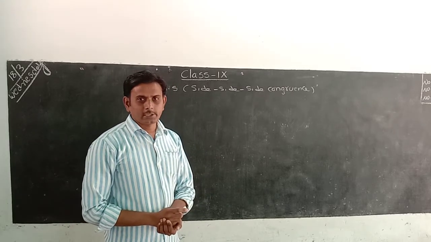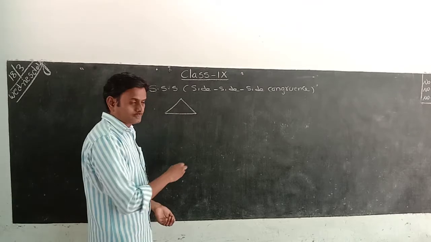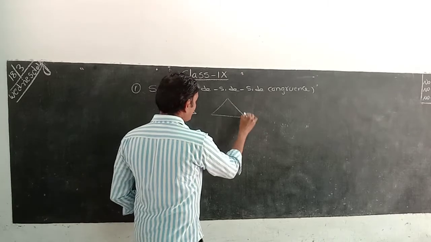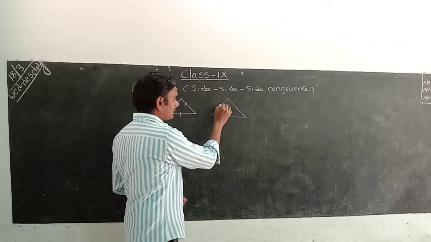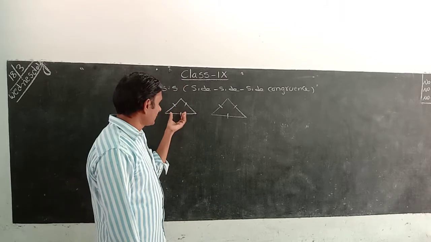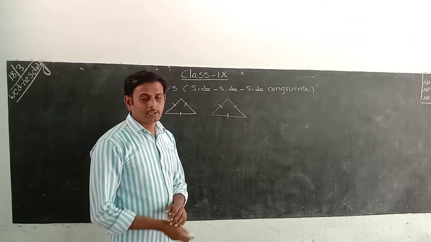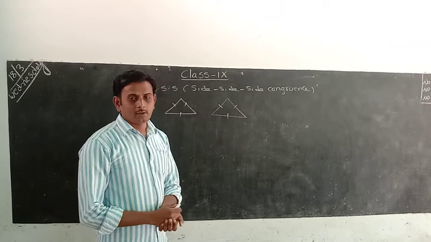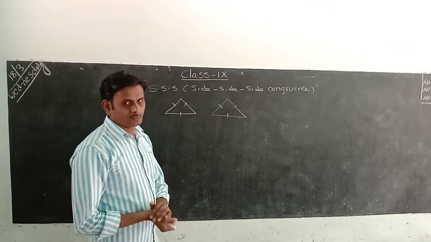Whenever we want to say side components, how do we choose two triangles? In the last class we discussed this. If the three sides of a triangle are equal to the three sides of a second triangle, then both triangles are called congruent by the SSS rule.